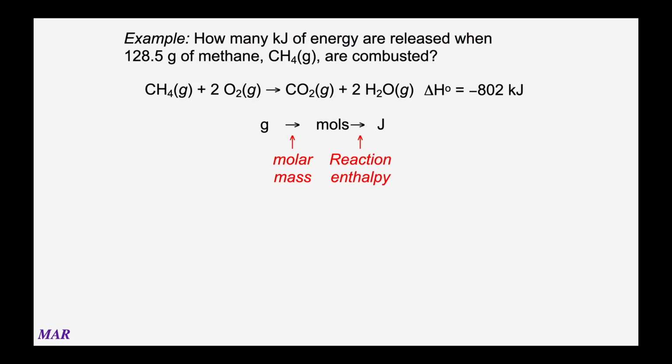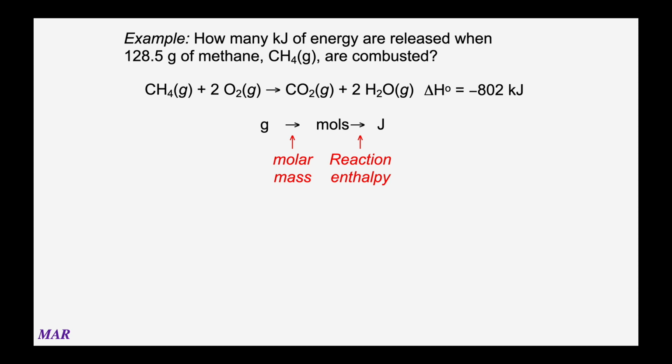Here's another example. How many kilojoules of energy are released when 128.5 grams of methane, CH4, are combusted? And here's the reaction. So CH4 and 2 O2 make CO2 and water. Delta H again, negative 802 kilojoules. So what we're going to do in this problem is we're going to turn the grams of methane into moles using the molar mass of methane. And finally, because 1 mole of CH4 releases 802 kilojoules, we can actually use this to find the enthalpy.